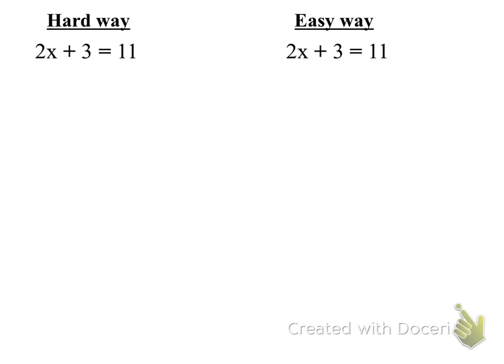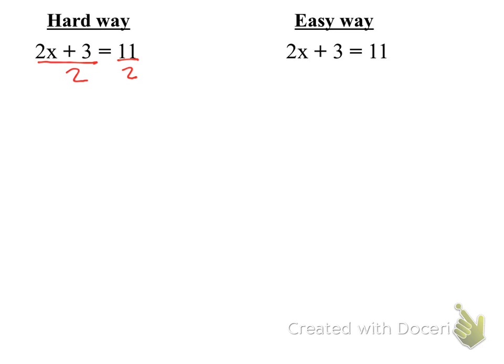So, in the hard way, we have two operations, basically. The first operation, what is this made up of? Multiplication, and this is? Addition. So, the hard way is to undo the multiplication first. So, if that's 2 times x, what would the inverse of that be? Divide by 2.